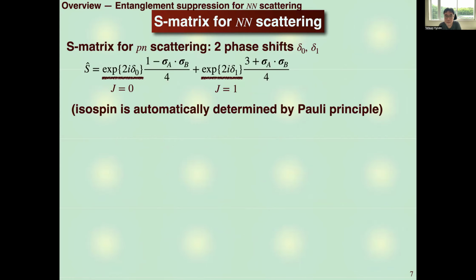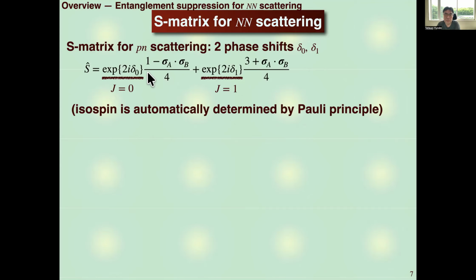Now we are ready to discuss the spin entanglement structure in two-nucleon scattering. For that purpose, we have to prepare the S matrix for two-nucleon scattering, or proton-neutron scattering in this case. At low energy, we have the S-wave component, and this scattering can be characterized by two phase shifts, delta 0 and delta 1, corresponding to the spin 0 component and the spin 1 component. Note that the isospin is determined automatically by the Pauli principle. If you have spin 0, it should be isospin 1, and spin 1 should be isospin 0. So it does not need to be specified.